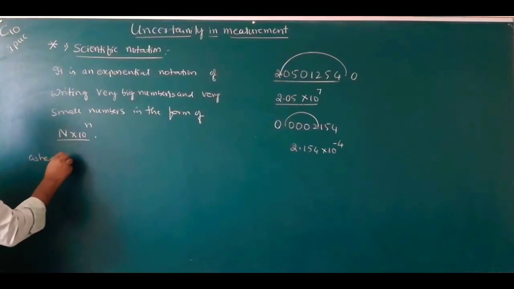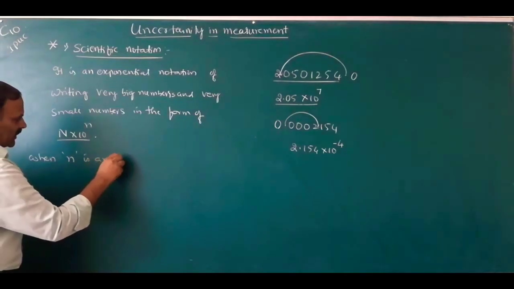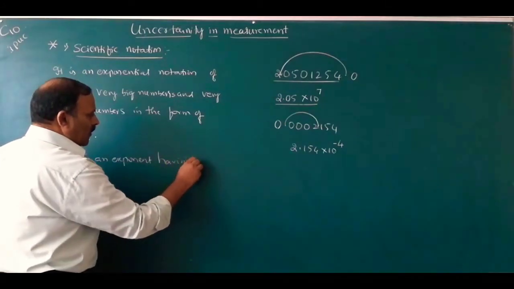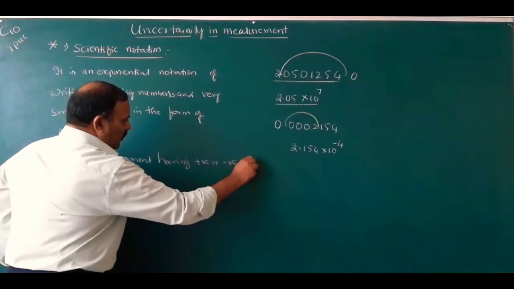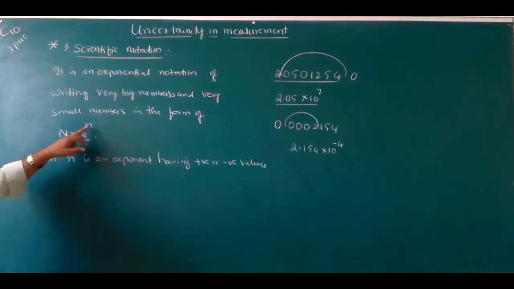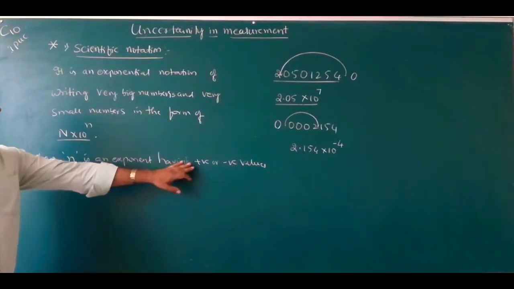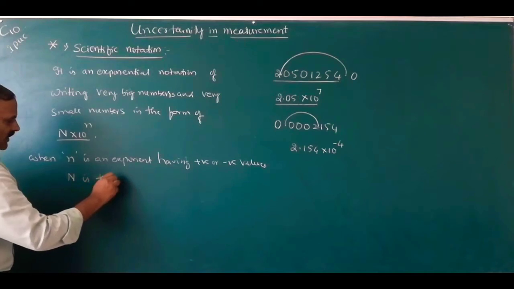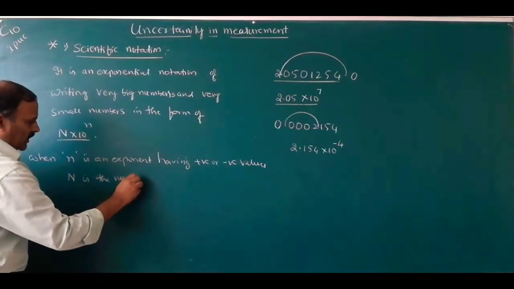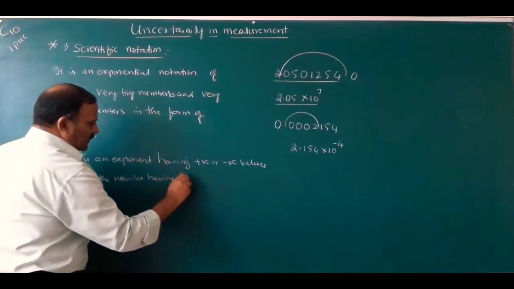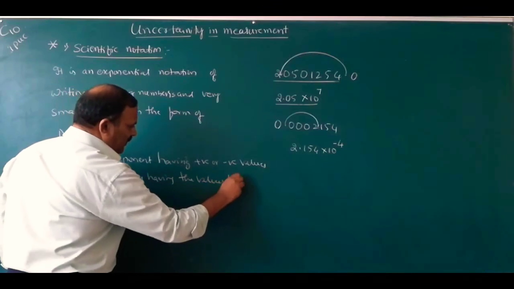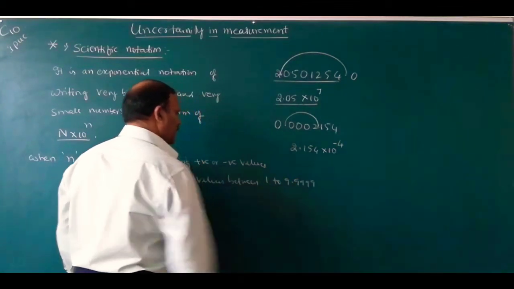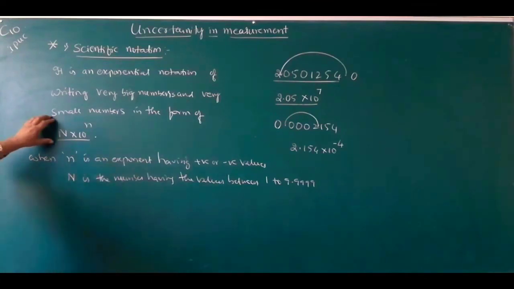where small n is an exponent having positive or negative values, and capital N is the number having the values between 1 to 9.9999. So this is scientific notation.